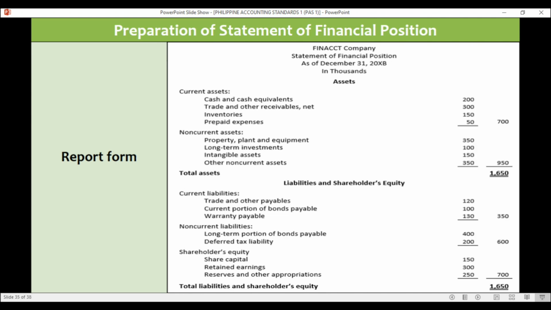Okay, so that's an example of a financial position with amounts. So the balance of the total assets is 1,650,000. It should be in thousands. So 1,650 times 1,000 is 1,650,000. Then the total liabilities and the shareholders equity should also be 1,650,000.